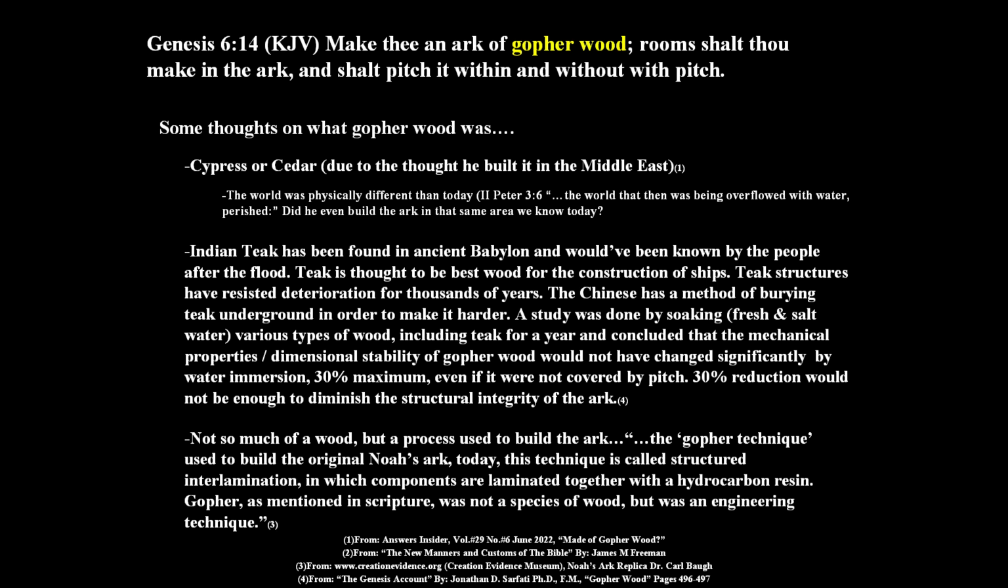Now, going on. He tells them in Genesis chapter 6, verse 14, make thee an ark of gopher wood. Rooms shalt thou make in the ark, and shalt pitch it within and without with pitch. So these are some thoughts on what gopher wood was. And so now it could be cypress or cedar due to the thought he built it in the Middle East. Now, this is my argument on that.